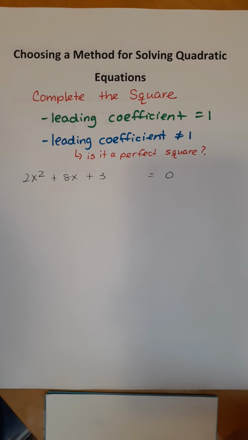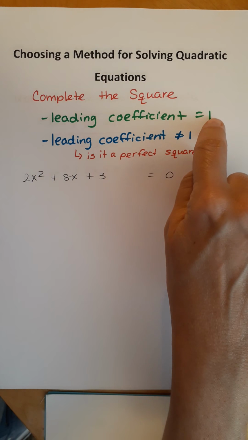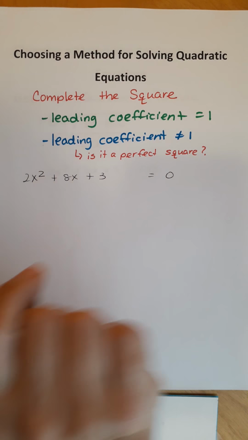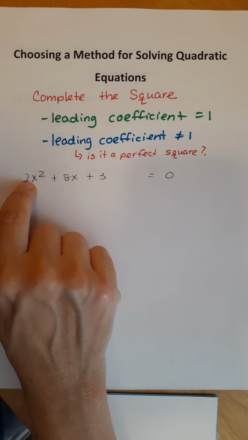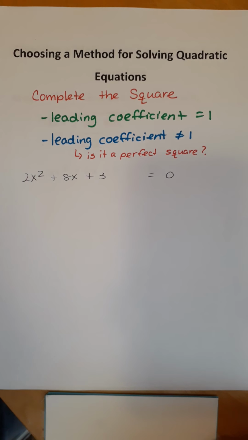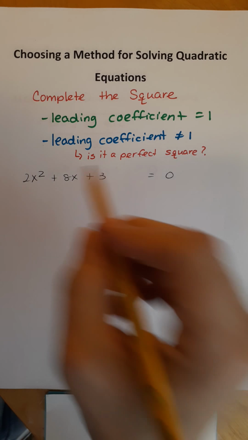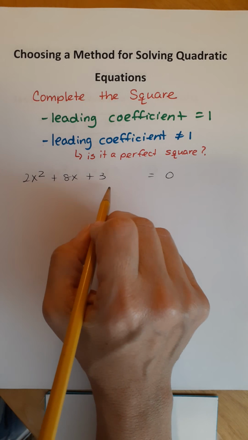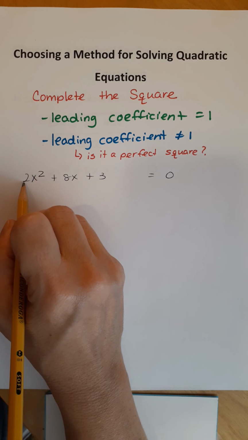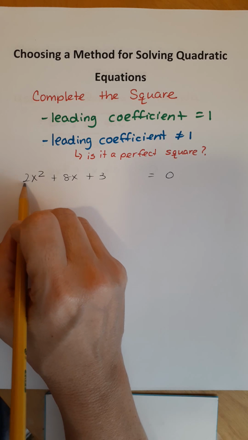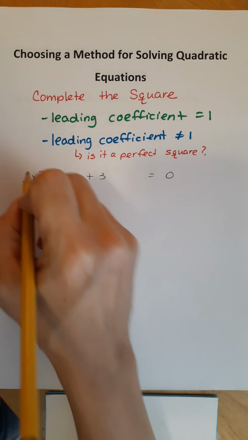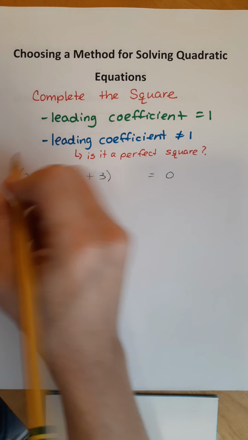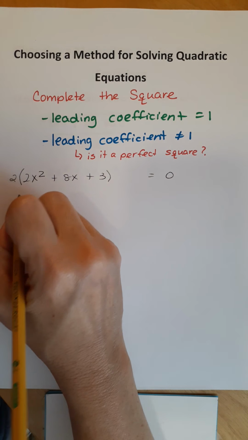Now let's first look at completing the square. When we complete the square, if my leading coefficient is 1, I'm good to go and I can start. But if it's not 1, to make sure it's a perfect square, and 2 is not a perfect square, I am going to have to multiply everything by 2. Because 2 times 2 is 4, and 4 is a perfect square. So I'm going to multiply everything by 2.